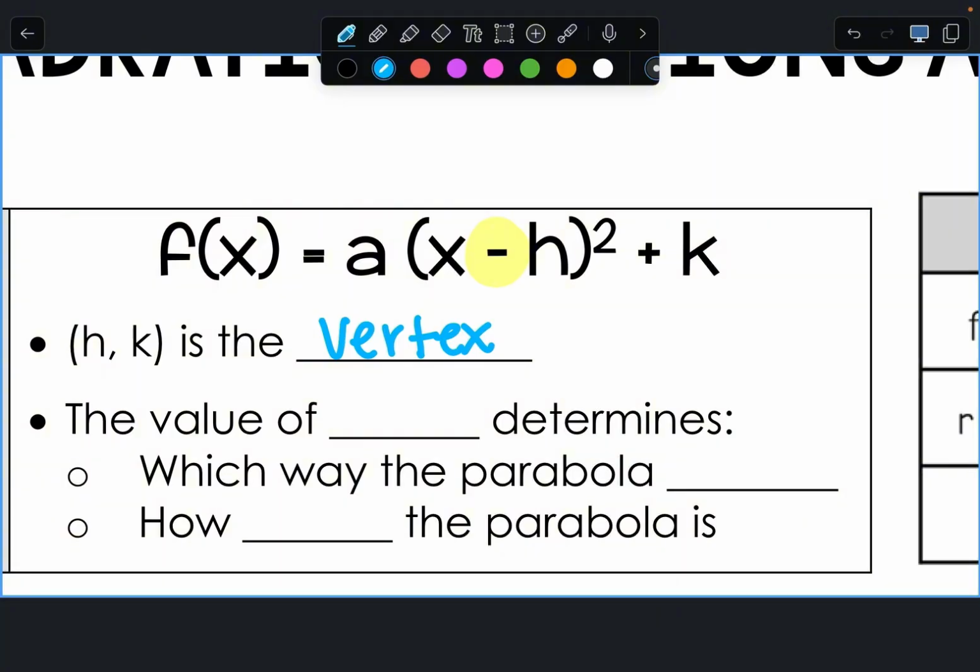Now, in vertex form, you also have a value of a. The value of a determines a couple of different things. It determines which way the parabola opens, whether it's a U or an N. And it also determines how wide the parabola is, which we're going to talk about on Tuesday when we get back from the break.